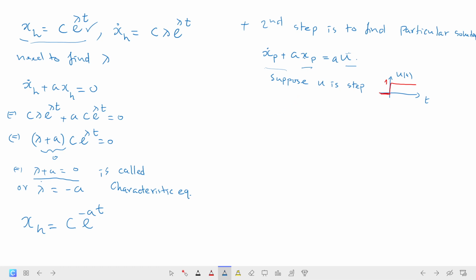See, if it is constant, the derivative is zero, then sure you still can have a way to equate this part and this part, right? So actually, h_p is just equal to u, because u is 1 now. h_p is just equal to 1, because h_p dot equal to 0. So 0 plus a equal to a. That's true, right?